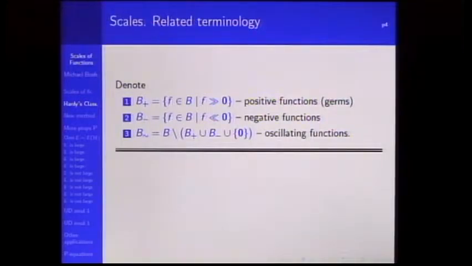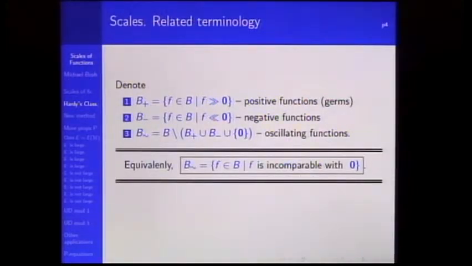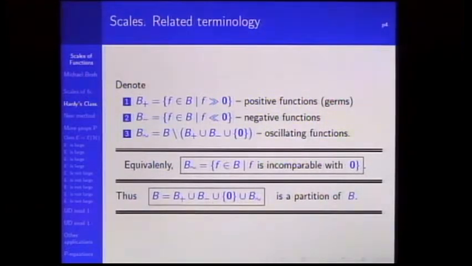Before we continue talking about scales in general, I just want to repeat several obvious definitions. I will denote by B plus functions which are ultimately positive, and by B minus functions which are ultimately negative. By B tilde, it is the oscillating functions. What does it mean, an oscillating function? It is not positive, not negative, and not identically zero. For example, sine squared is considered to be oscillating. It has infinitely many zeros at infinity, but is not identically zero. So B tilde, which we will call incomparable with zero, is exactly a synonym of being oscillating. A function is oscillating if it is incomparable with the zero function. And this is a partition of all germs.